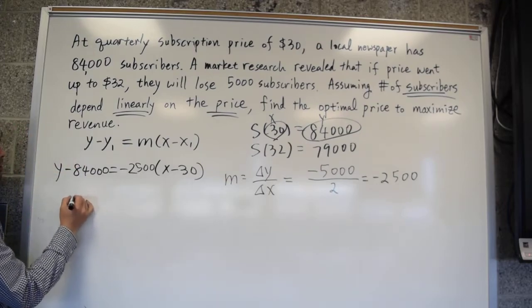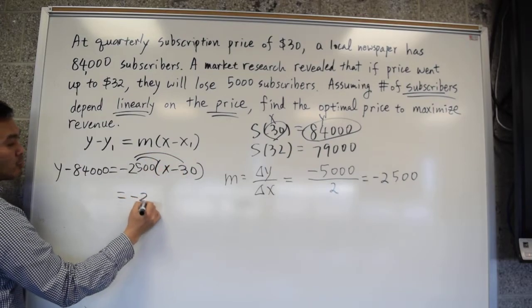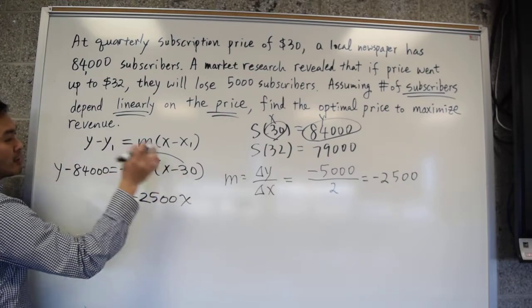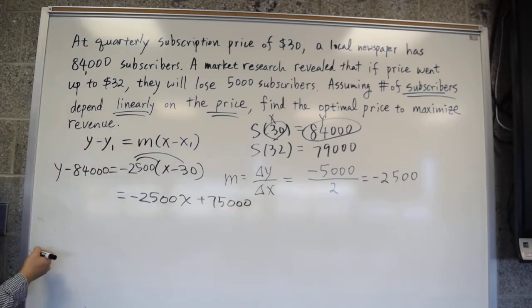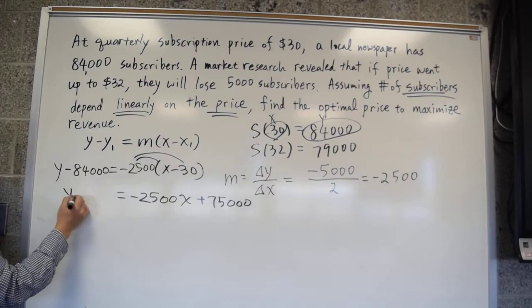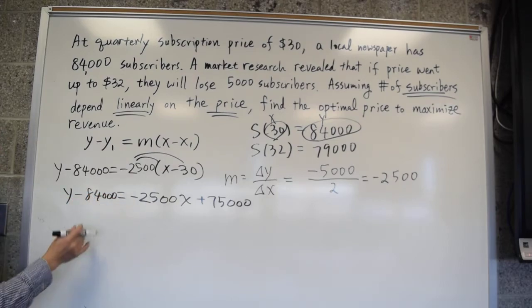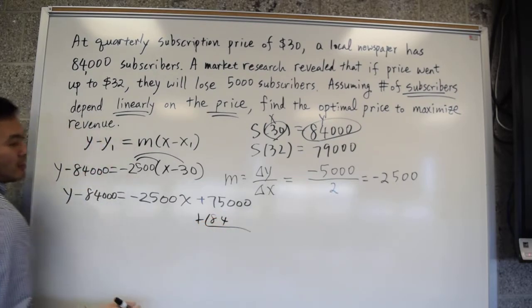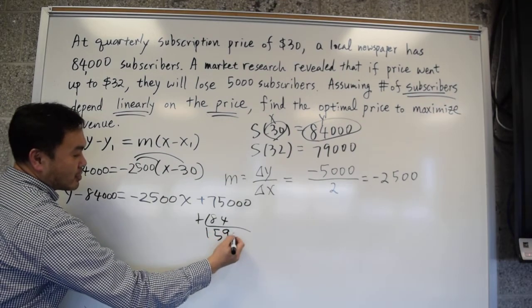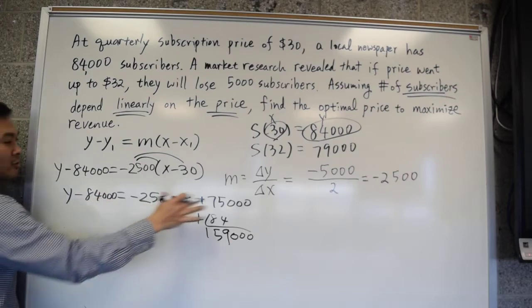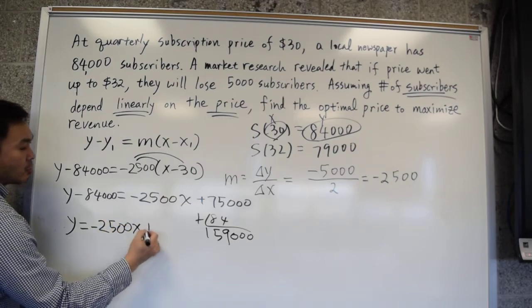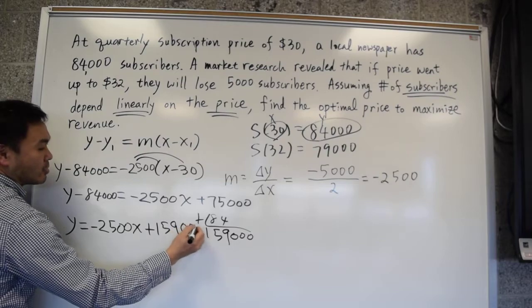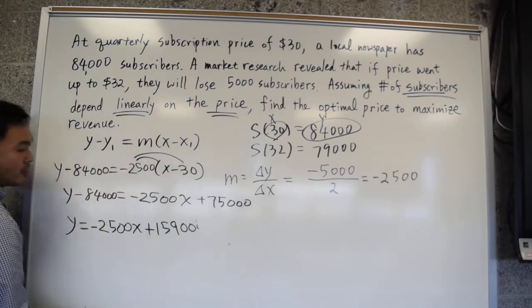Okay, so if you multiply this out, this is negative 2,500x, negative, negative, positive, so 75,000. And that's equal to y minus 84,000. So when you add this to the other side, gee, what's that? 84 added to this. That's 159,000. Okay. So if you move this to the other side, this is what you get. You get y equals negative 2,500x plus 159,000. Oh, it's confusing. Delete it.